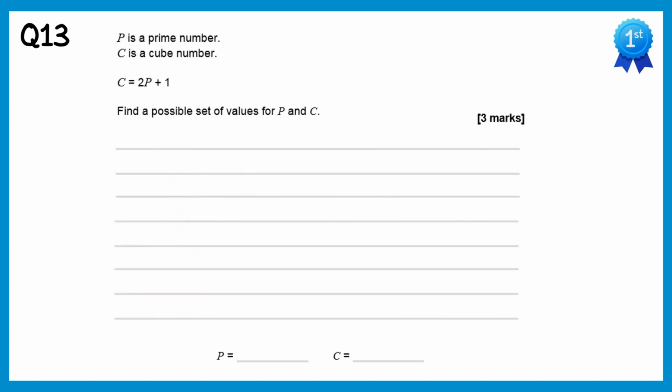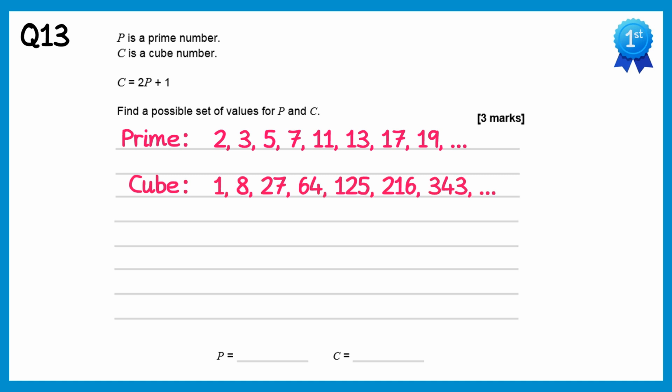For this question, we need to find a prime number that when you times it by 2 and then add 1, you get a cube number. So write down your prime numbers first, 2, 3, 5, 7, 11, 13, 17, 19 and so on, and your cube numbers as well. So 1, 8, 27, 64 and so on.